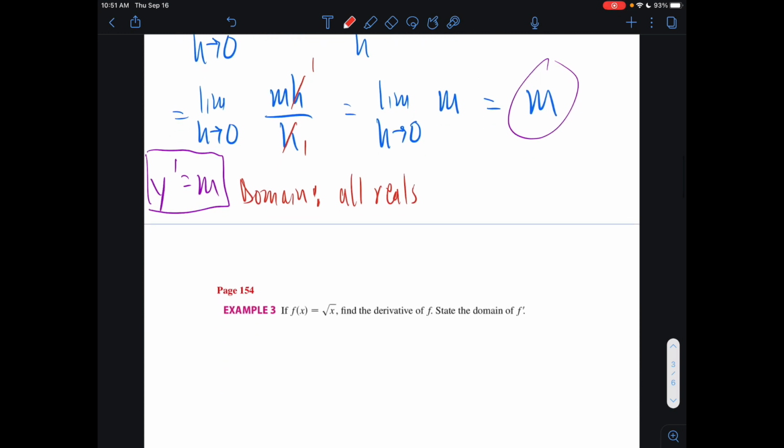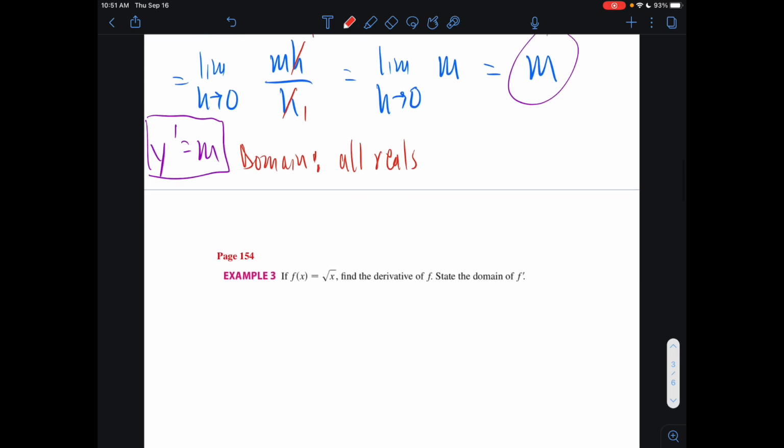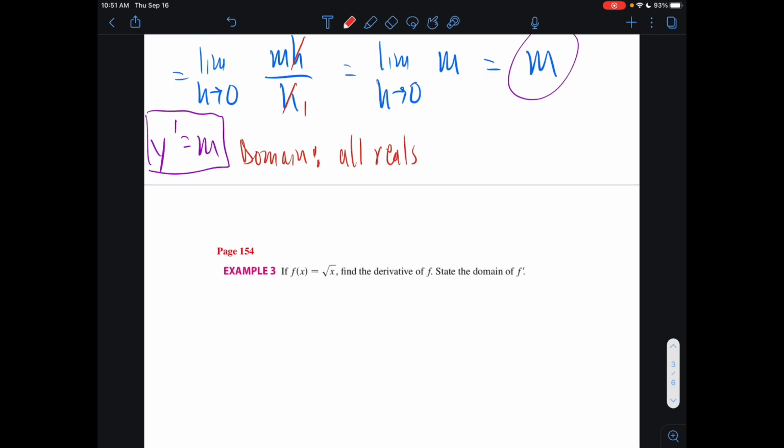So moving on, here's another example where again we're going to practice using this definition of the derivative. This comes from page 154 of our textbook. Example 3: if f of x is equal to the square root of x, find the derivative of f. And again, we're going to state the domain of f prime. Notice here the domain of this function is x greater than or equal to 0. We can't have negatives inside of the square root.